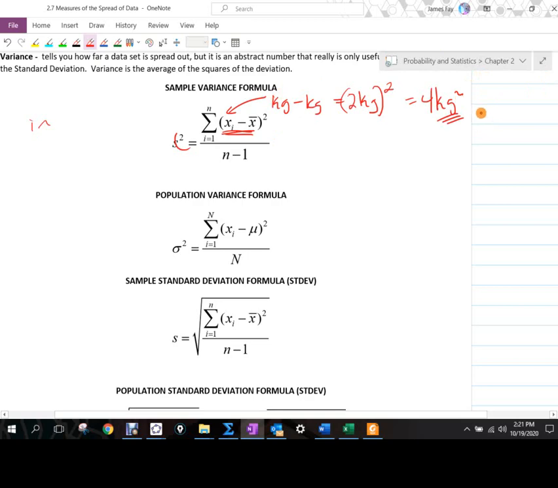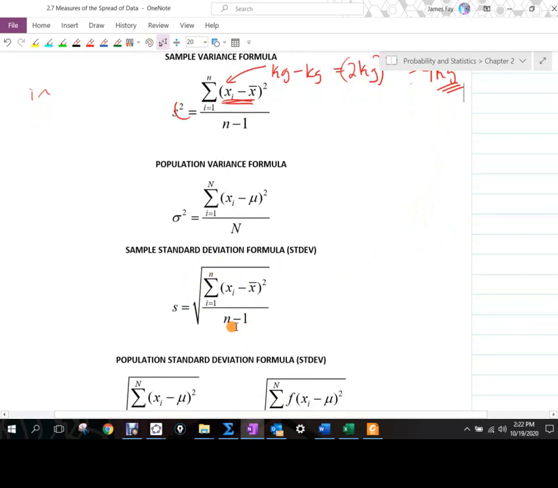And for the same reason, it doesn't compare back to kilograms. So it's a meaningless value because the units don't have any real true meaning. So to fix that, we take the square root, which takes the square root of the units and puts it back into kilograms. Does that make sense? So the standard deviation is going to be in the same units of the data that we collected.